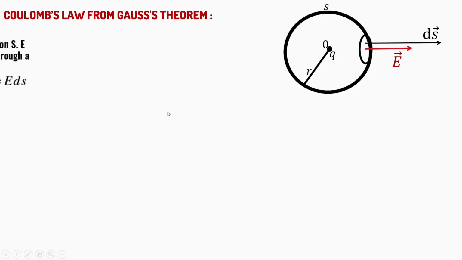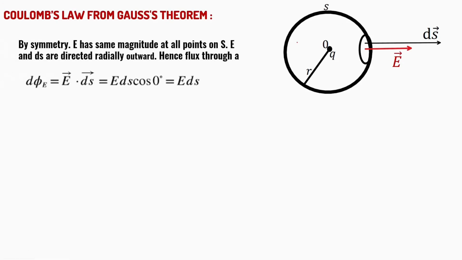For that, we have to assume, by symmetry, a sphere as the surface S enclosing a charge q, having a radius of r. Here, due to the point charge q, the electric field E will be pointing radially outward, and we have chosen a surface area element whose area vector dS is also pointing radially outward.